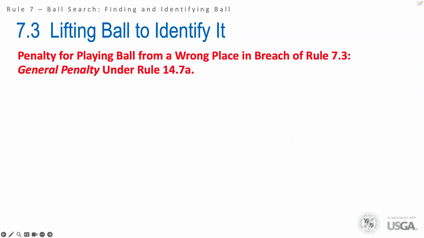So here we see our general penalty statement. Penalty for playing a ball from a wrong place in breach of this rule is going to get us the general penalty. So if we pick it up, we do everything right. We mark it, lift it, don't clean it, identify it as ours, but we wind up putting it back in the wrong place in breach of this rule, we are going to get the general penalty in this scenario.